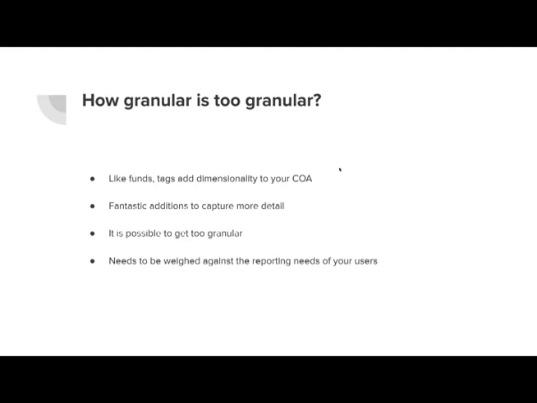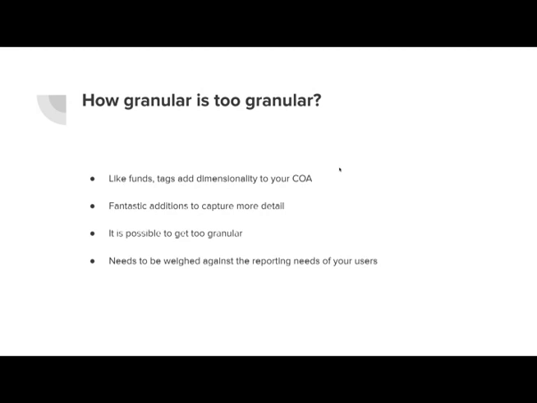So if that warrants you creating a lot of a chart of accounts, a lot of funds, a lot of tags, a lot of all of them, that is not necessarily the wrong answer. It honestly just depends on your organization, depends on your complexity, depends on who's asking questions. All of it needs to be weighed against the reporting needs of your users.